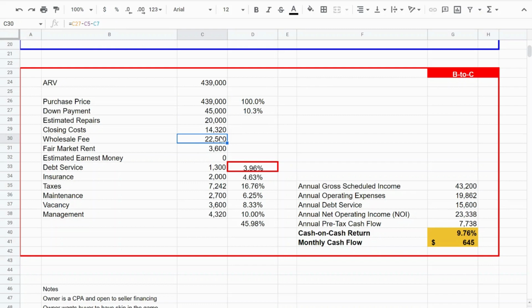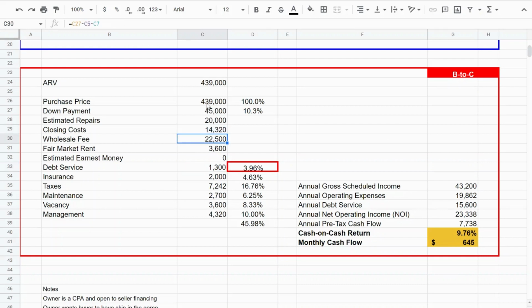So the wholesaler selling this to an investor is going to collect $22,500 in wholesale fee. We'll explain why that's that in a minute. And they're paying $1,300, so this is acceptable. 9.76 is not that bad. It went down just now because I increased the closing costs. But let us play around with this.